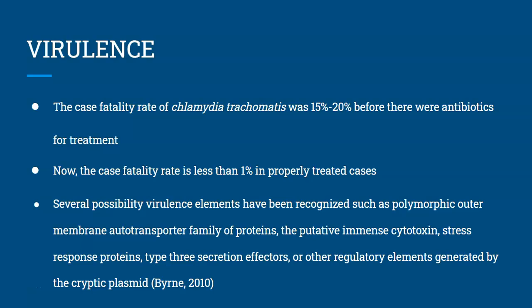So the case mortality rate of Chlamydia trachomatis was 15 to 20% before there were any antibiotics to treat it. Now the case fatality rate is less than 1% when it is properly treated. Several possible virulence elements have been recognized, such as the polymorphic outer membrane autotransporter family of proteins, the putative immunotoxin, stress response proteins, type 3 secretion effectors, or other regulatory elements generated by the cryptic plasmid.